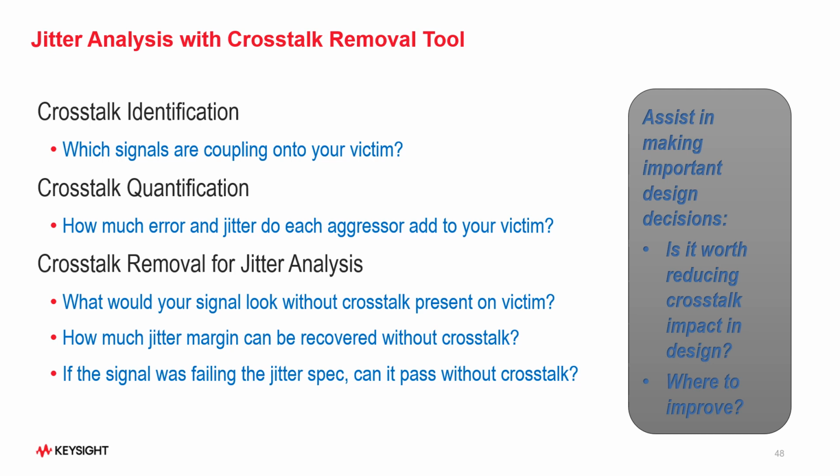And it can also help with the jitter margin and how it can be recovered without the crosstalk. And if the jitter spec was failing before, can it pass without the crosstalk? So all these are really aimed at helping the designer make important design decisions. So is it worth reducing crosstalk in the design, and where should it improve? And if it is a clock that's causing the problem in the high speed signal, then where it should have better shielding between those signals is what the crosstalk tool can help with.